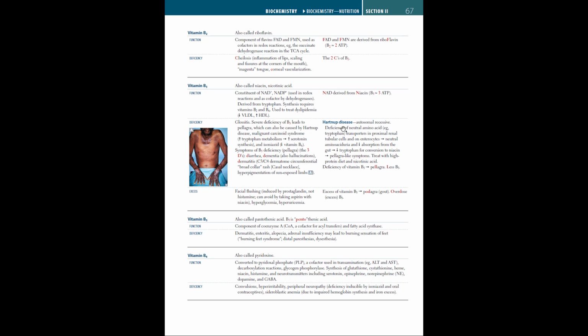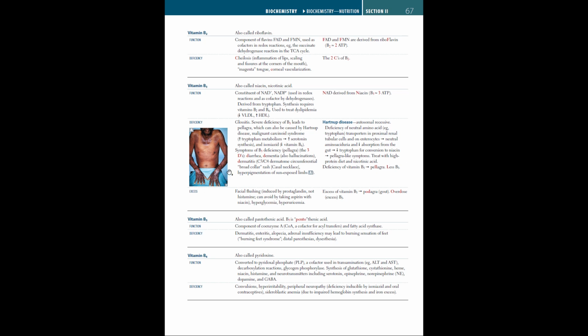Now, Hartnup disease is an autosomal recessive deficiency of neutral amino acid, for example tryptophan, transporters in the proximal renal tubular cells and enterocytes. This leads to neutral aminoaciduria and decreased absorption from the gut, leading to decreased tryptophan for conversion to niacin, leading to pellagra-like symptoms. Now, to fix this disease, treatment is with a high protein diet and nicotinic acid. Deficiency of vitamin B3 leads to pellagra, less B3.